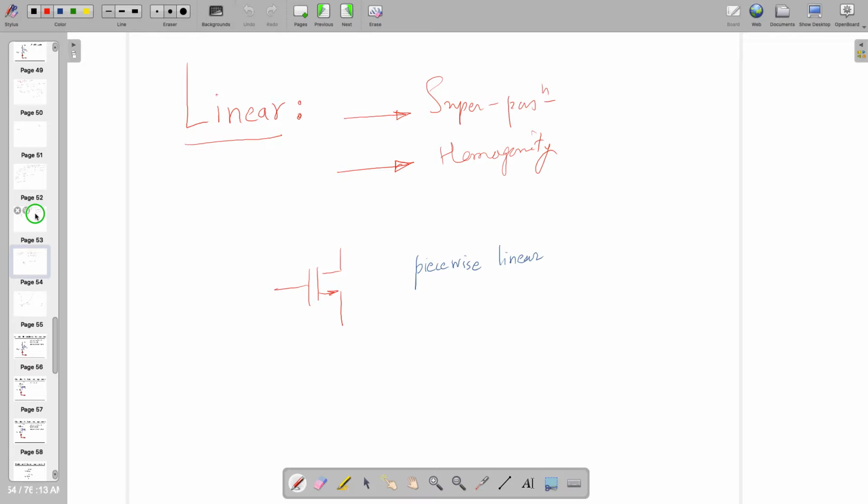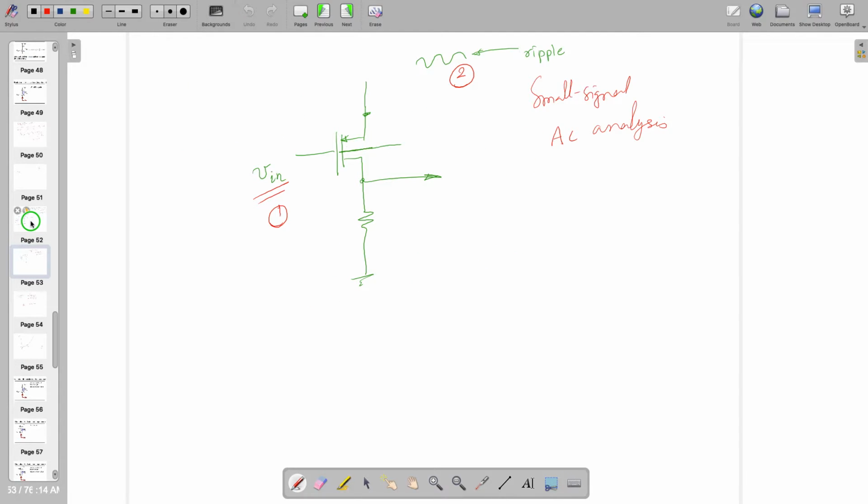So superposition is applicable with piecewise linear approximation, and in this case we can apply superposition when you are seeing more than one voltage source, right? Which are small signal, by the way. Both are small signal. Look at this. This is small. This is small, right? So in that case, what to do now? It's applicable when there are more than one voltage sources.